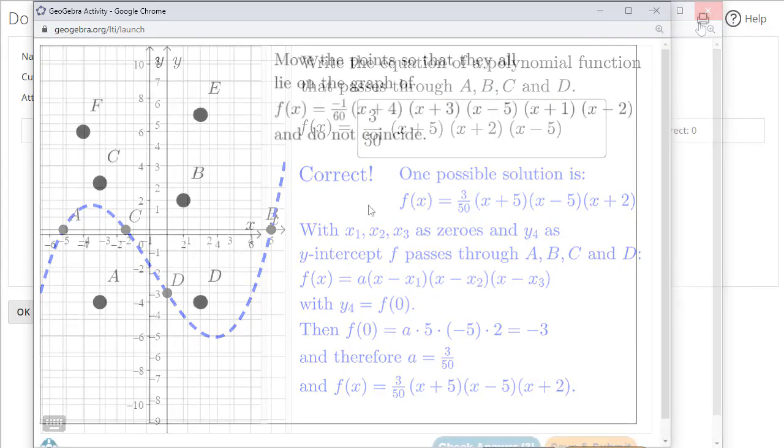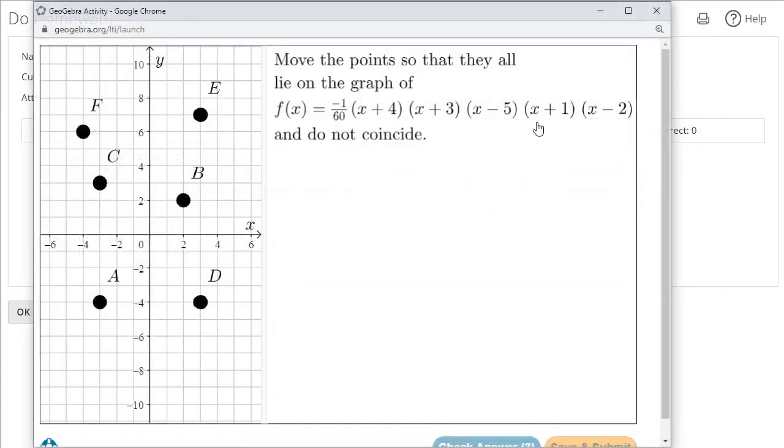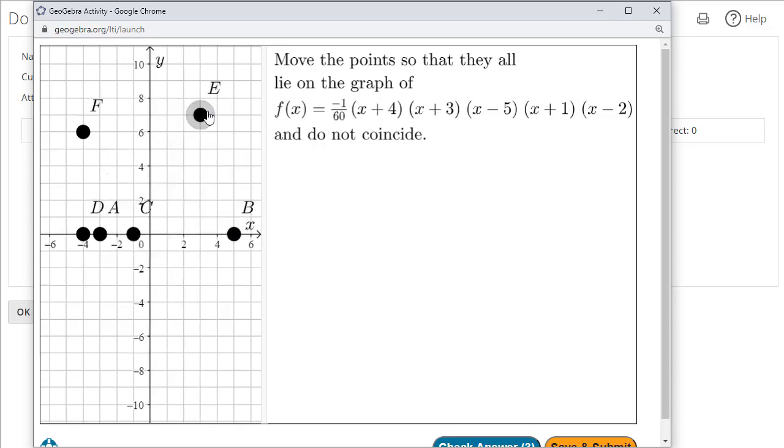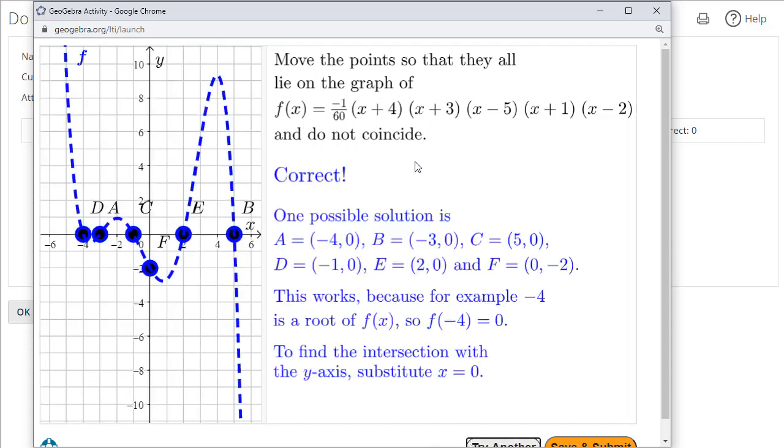Here the students are asked to place the dots on this graph that represent this polynomial. So we have a -4, -3, +5, doesn't matter where I grab the dots from, -1, and 2. For our final dot, the product of these comes out to 120 and then divided by -60. So that will give us a y-intercept of -2. So in the previous question, students were given the points and expected to find the polynomial. Here we're given the polynomial and expected to find the key points on the curve.